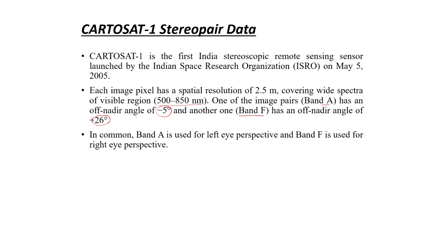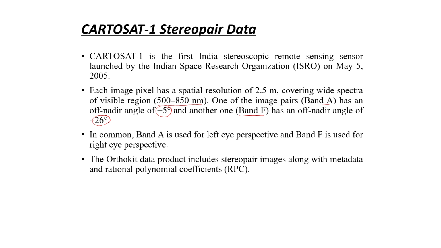As I already mentioned, this is stereo pair data, so you can consider band A as your left eye and band F as your right eye. So with this left and right image, you can generate the stereo pair observation with the help of band A and band F.